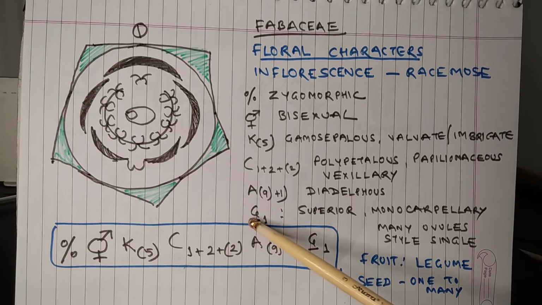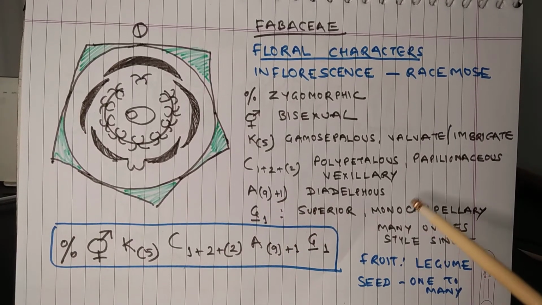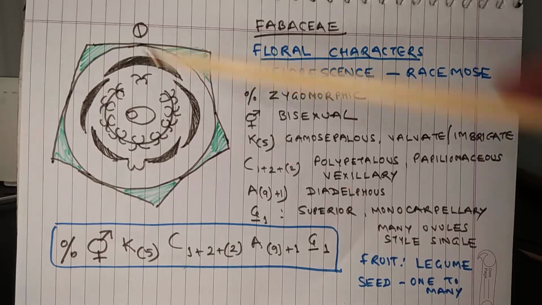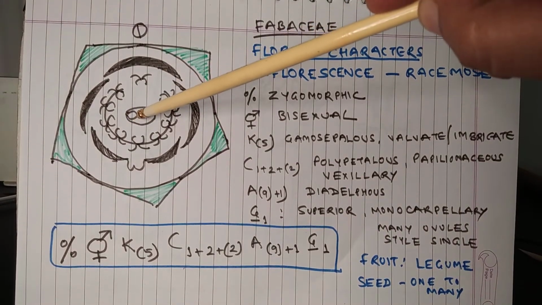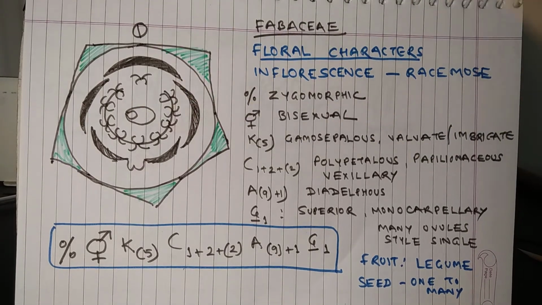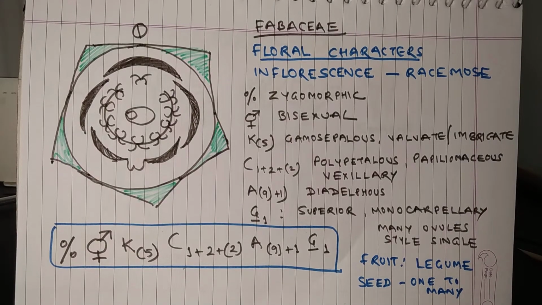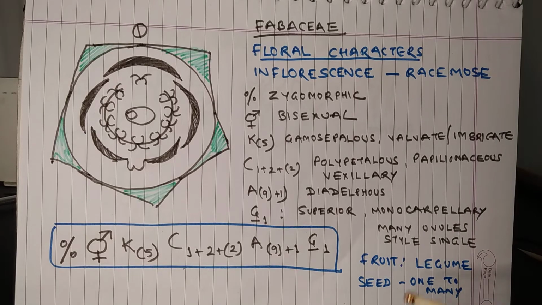G1, and there is a line below G, which means that the ovary is superior. 1 means it is monocarpellary, there is a single carpel. Many ovules are present inside the ovary, and the placentation is marginal. That is why this small circle has been made on the side of the ovary. Fruits are legumes. The pod of a pea or a peanut is called a legume. Seeds can be one, or it can be many.